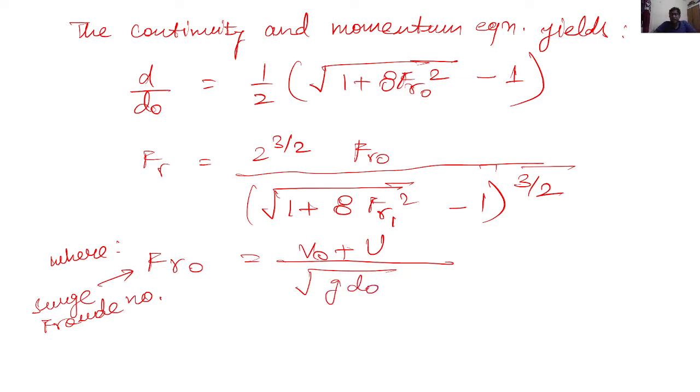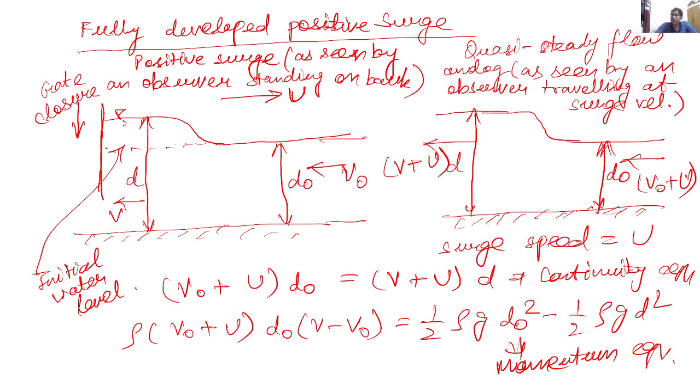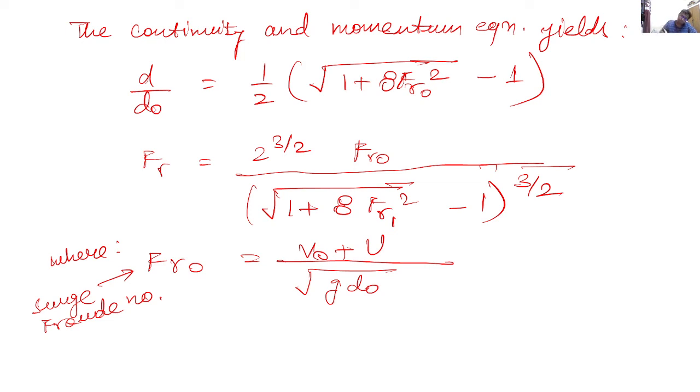Why did it become V0 + U? Because we have an observer who is moving at the surge velocity. That is why V0 and U are being added up. This is nothing but the relative motion formulation. So we try to convert an unsteady flow problem into a quasi-steady flow by becoming an observer who is traveling exactly at the surge velocity. That is why the surge speed gets added to both the flow velocities, the initial flow velocity and the final flow velocity, because of the positive surge formulation. And Fr will be (V + U)/√(gD). So we get these two formulations.